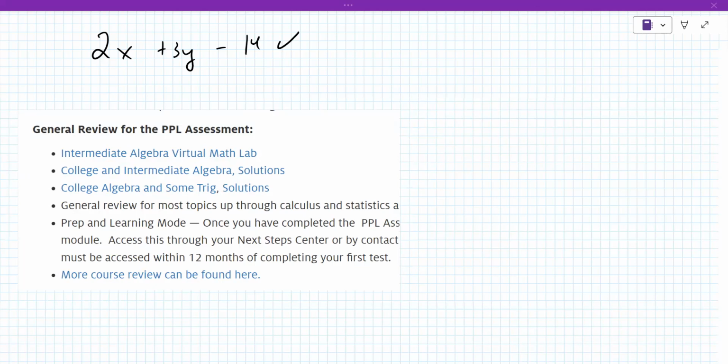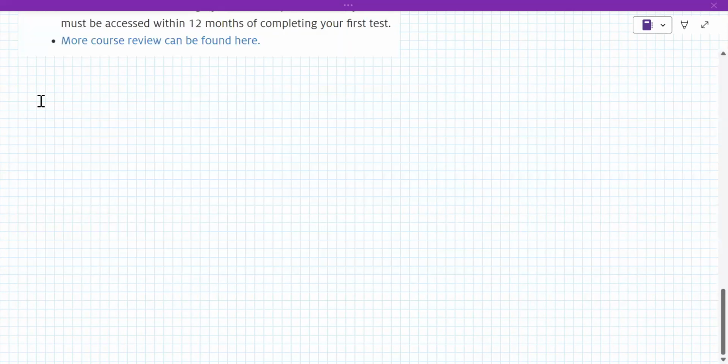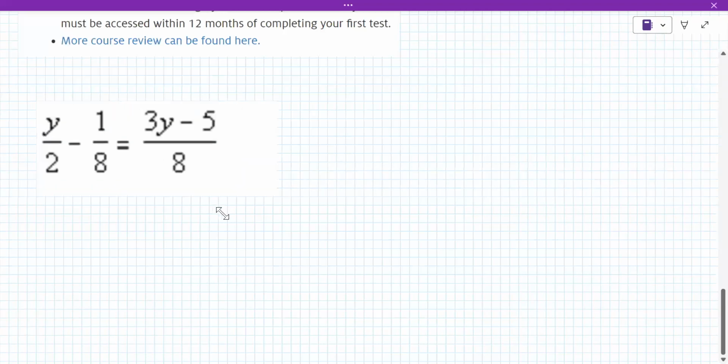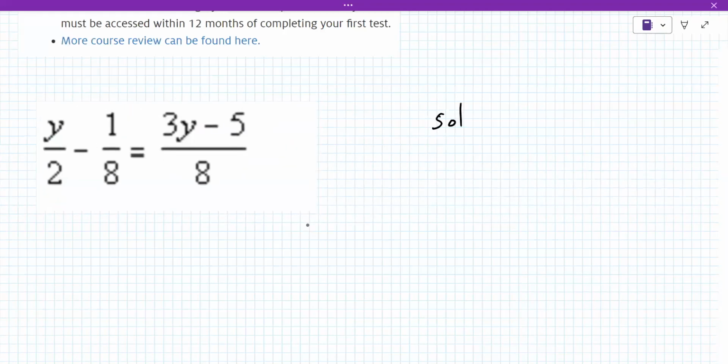I was looking for some more practice problems. So let me see if I could find one that might be good for us to look at. All right. Yeah, so here's a problem kind of based on what we just did. So this would say to solve for y as an example here.